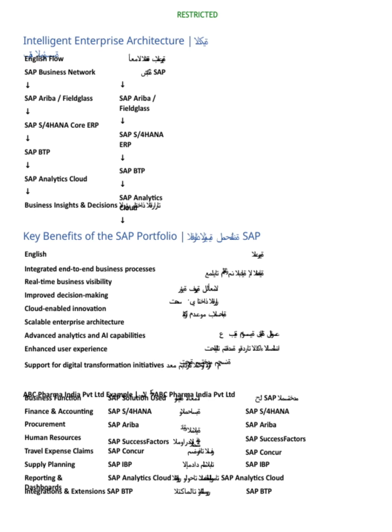Let's explore how SAP's portfolio integrates and extends across business functions to support digital transformation. From finance and procurement to human resources and supply planning, these solutions work together seamlessly. SAP S/4HANA, Ariba, SuccessFactors, Concur, and IBP connect through SAP BTP and Analytics Cloud, delivering real-time insights and scalable innovation. This integrated approach drives smarter decisions, enhances user experience, and creates a truly intelligent enterprise architecture. It's about turning data into action across the entire business.